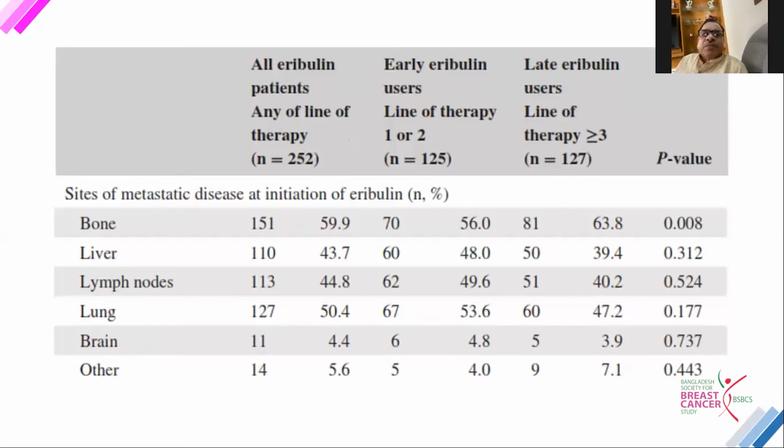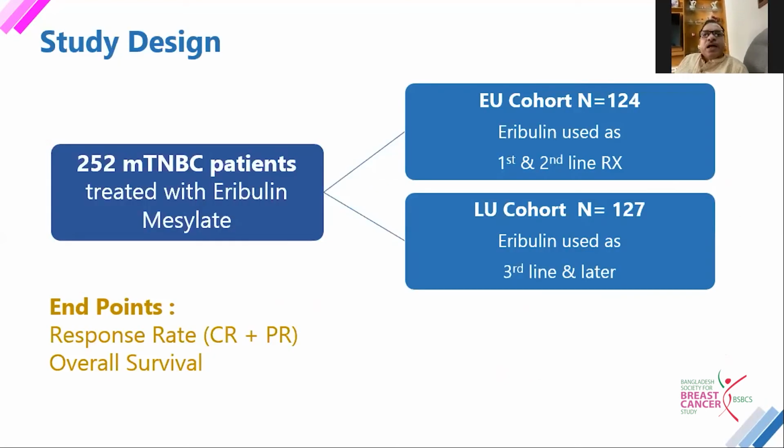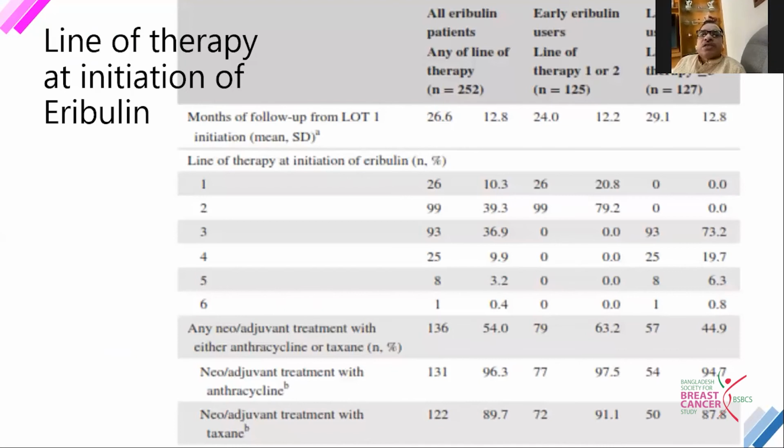It shows the different metastatic sites: bone, liver, lymph nodes, lung, brain, and other sites in these different early and late users. So in this early cohort, Eribulin was used in first or second line, and in the late cohort, Eribulin was used in the third line and later lines. The endpoint was response rate, that is complete response, partial response, or survival. This shows the different lines of treatment.